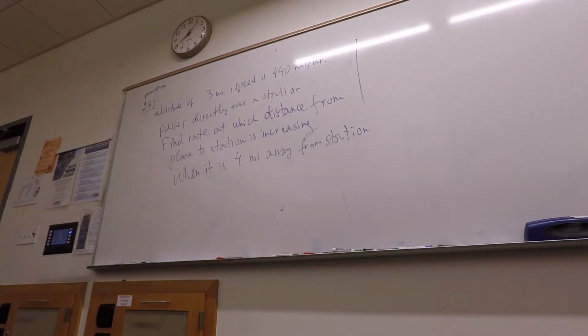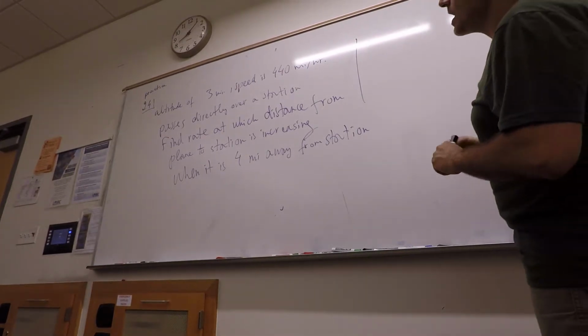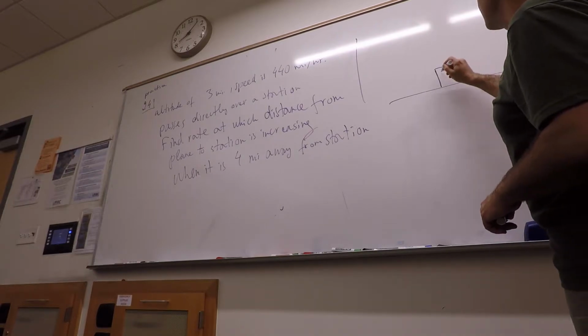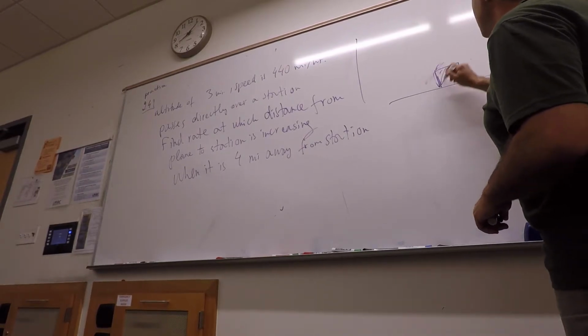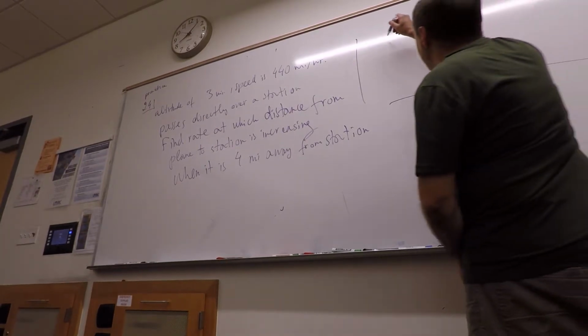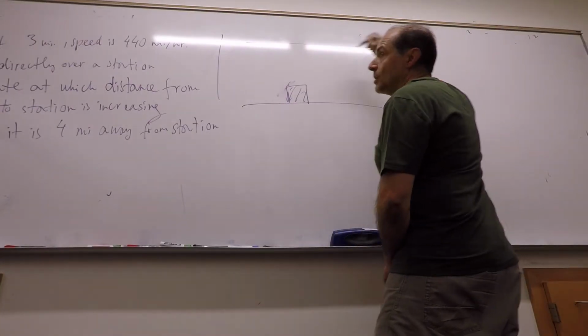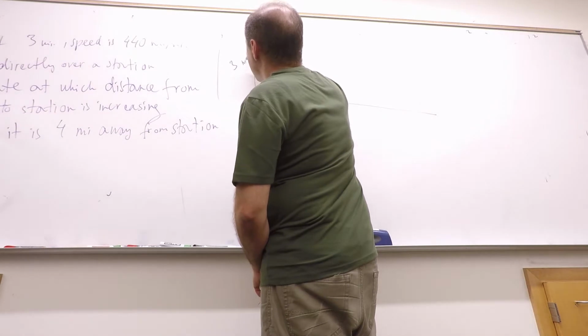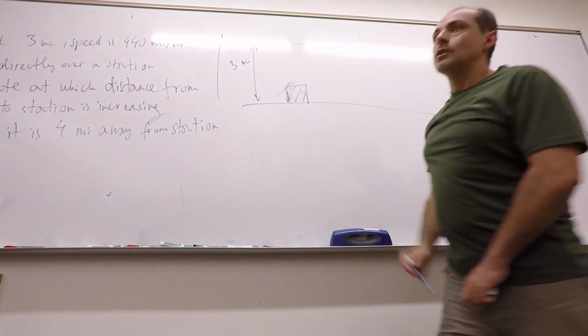So okay, what do we have? We have a station. Like, this is the ground. We have a station here. This is the review question? Yeah. So we have a plane that is going constantly at the same altitude, same height, which is 3 miles. So my plane.